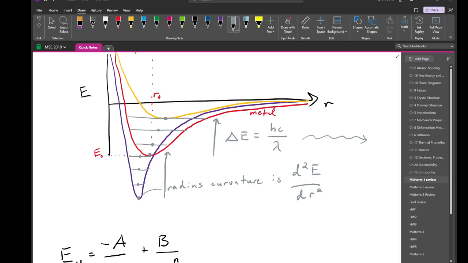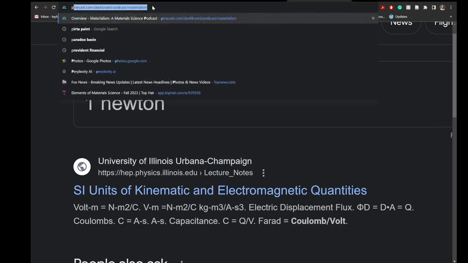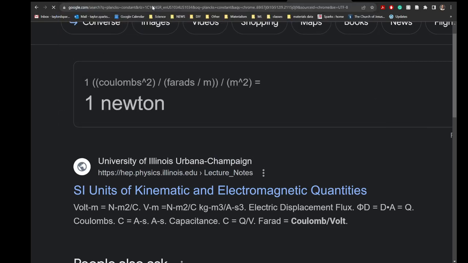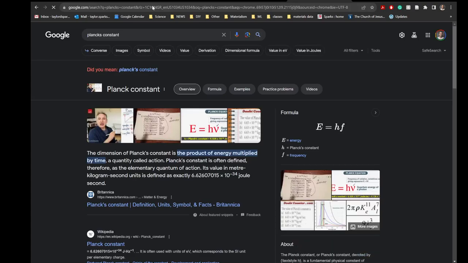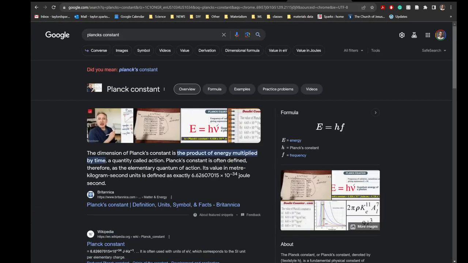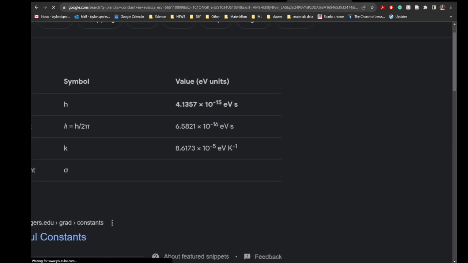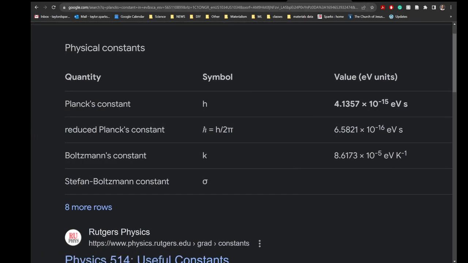Because of that expression. H, c is the speed of light. H is which constant? Planck's constant, which I don't remember. Let's write it out. Let's Google it. It is 6.6267 times 10 to the negative 34 joules. You can also get it in electron volts, which might be more relevant here. In electron volt seconds, it's 4.1357 times 10 to the negative 15 electron volts times seconds.